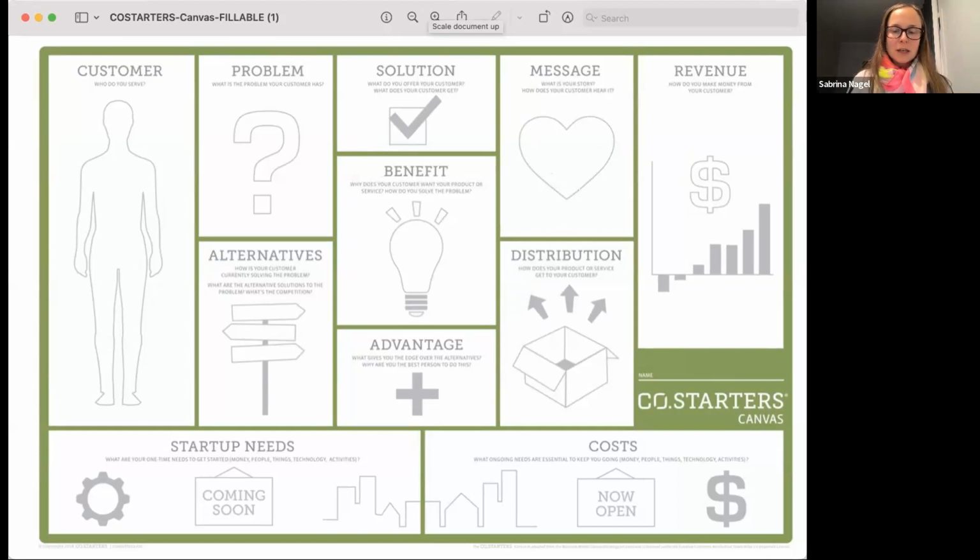So maybe in Sheenie's case, she might find out that it is actually people wanting that face-to-face. So if that's important to a customer, then there's no good having anything online, just because it's convenient for Sheenie. So I think that's something to keep in mind. The distribution needs to work for your customer.